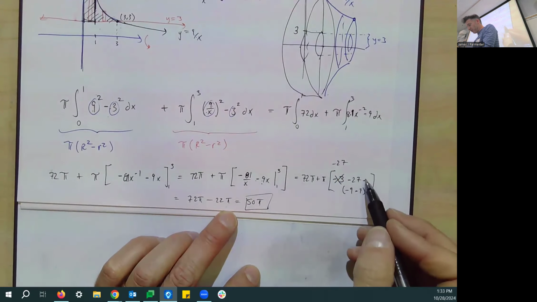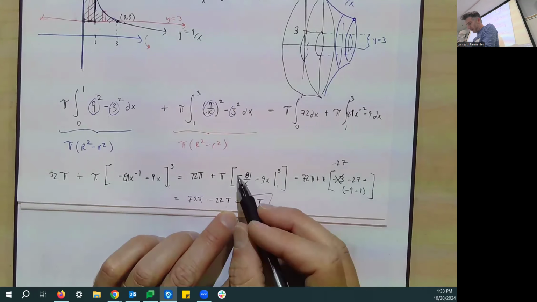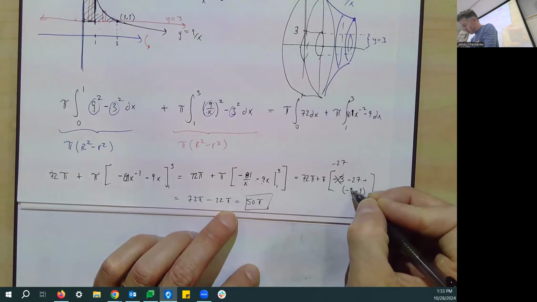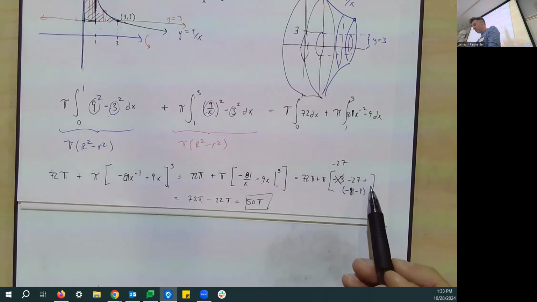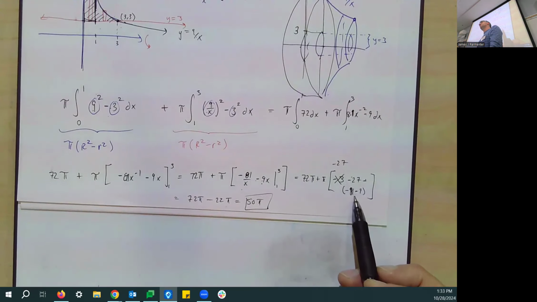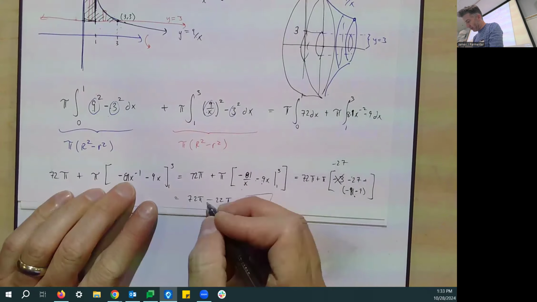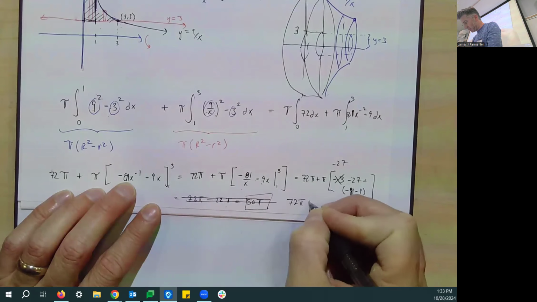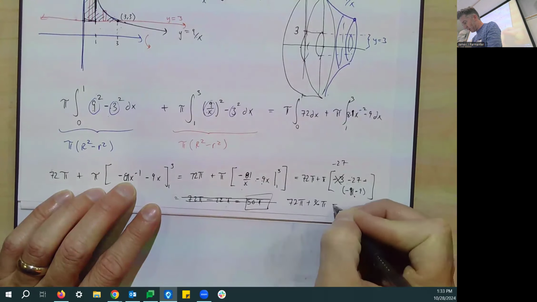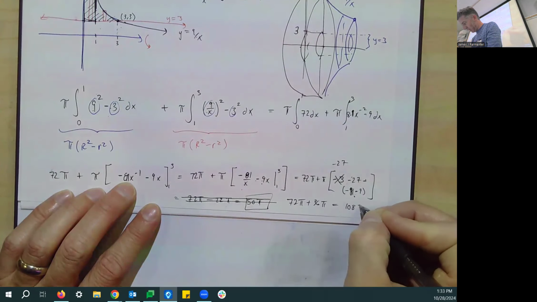Great. And then when you plug in 1, you're going to get negative 81 over 1, so negative 81. Ugh. Minus 9. So really this is negative 54 plus 90, which is 36. And it's adding 36, not subtracting 36. So sorry about that. That should be 72 pi plus 36 pi, which is 108 pi. Good catch there. Thank you.